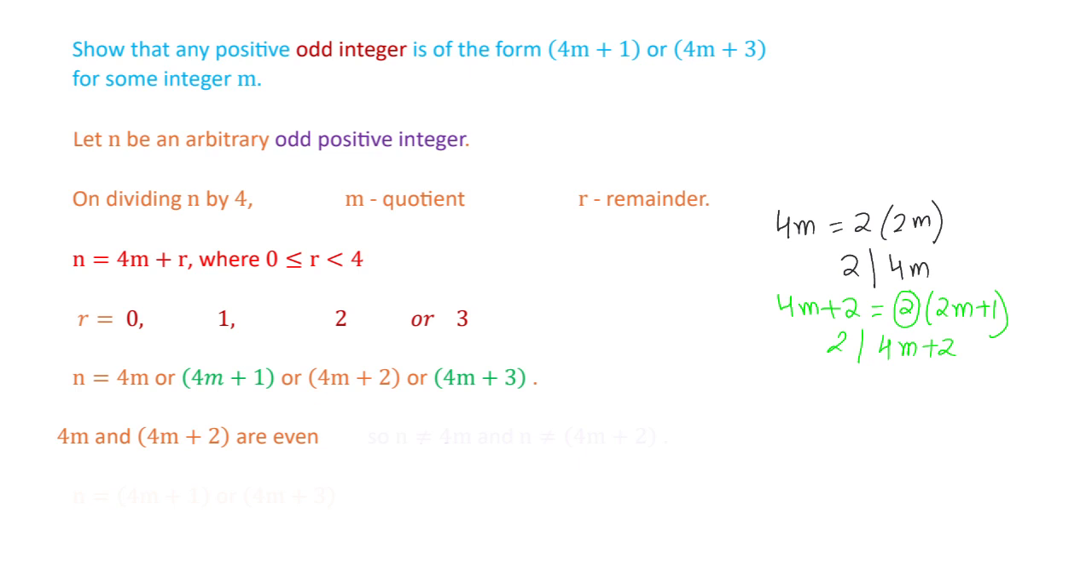But what we have considered is that n is an arbitrary odd positive integer. It is an odd number. It means that n cannot be equal to 4m and n cannot be equal to 4m plus 2. So what values are we left with? We are saying that n should be equal to 4m plus 1 or 4m plus 3. And this is what we have to prove, that if n is any arbitrary odd positive integer, then it is of the form 4m plus 1 or 4m plus 3.